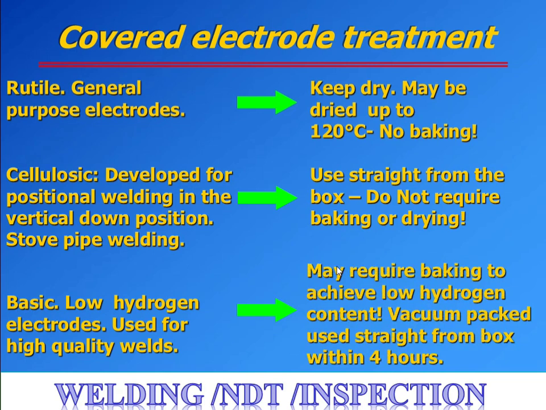So it may require baking. Definitely it requires baking for low hydrogen content. If it is vacuum packed, definitely we have to use it from the box directly, within 4 hours. Within 4 hours we need to finish this welding box. If not, then you have to rebake again as per the manufacturer recommendation.